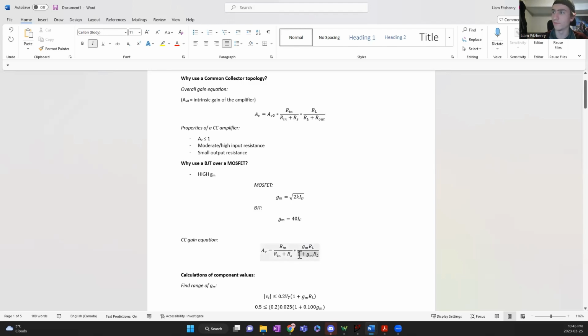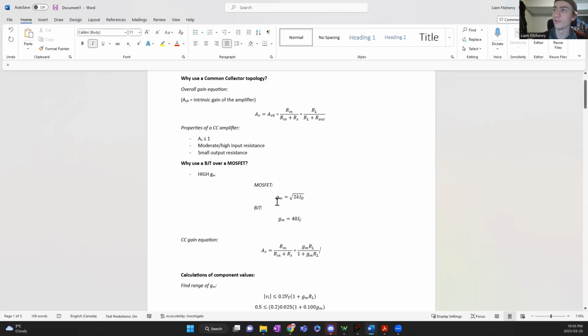This 1 is obviously a fixed value, and we want this fraction to be as close as possible to 1. Our RL is also fixed, so therefore we want GM to be much larger than 1, such that the numerator and denominator of this fraction are approximately equal. So therefore we want our GM to be very high.